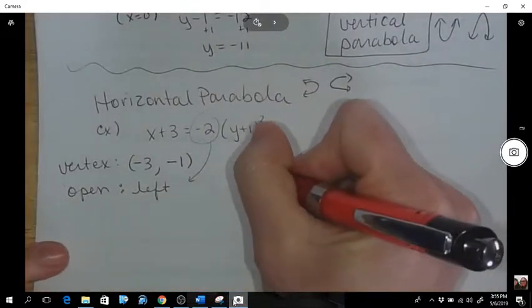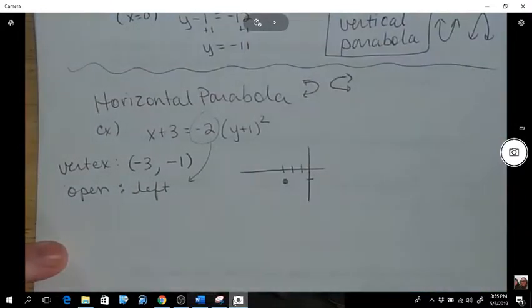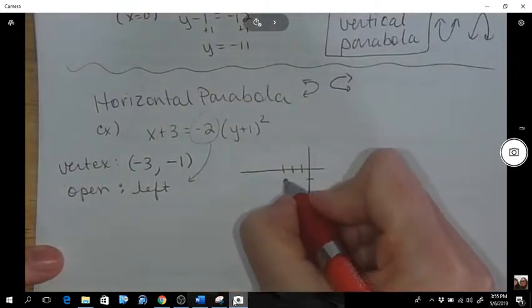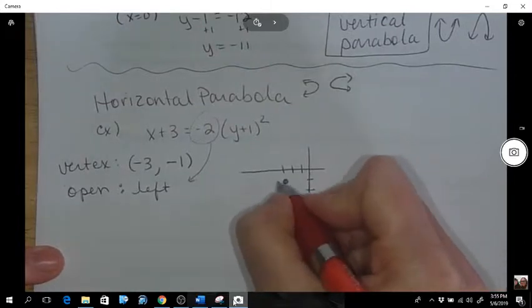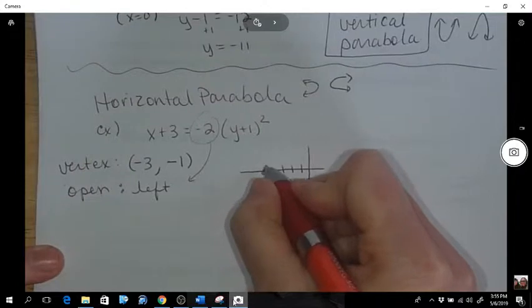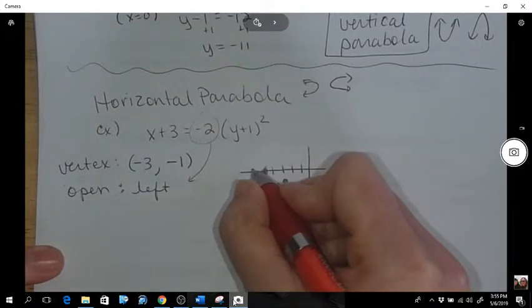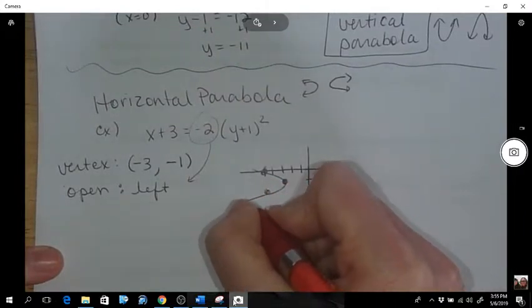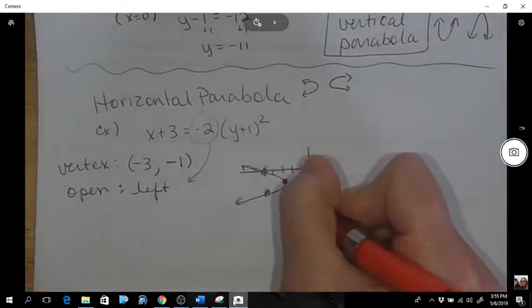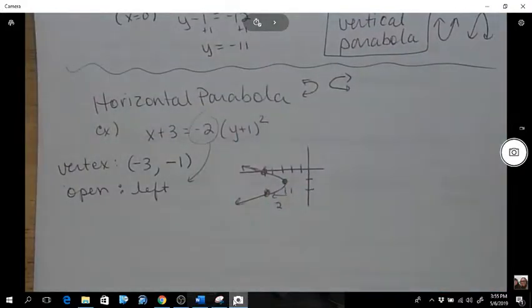So let's graph this. So there's my vertex, and my slope is negative 2. So what that is going to do is I'm going to go up 1, left 2, down 1, left 2. Okay, so that's what that looked like.